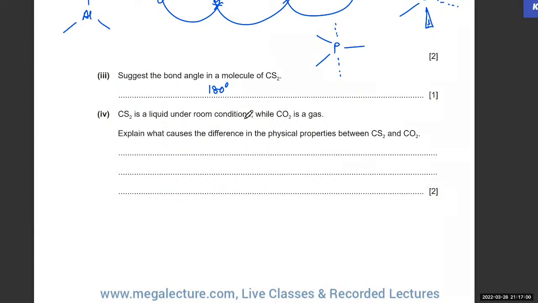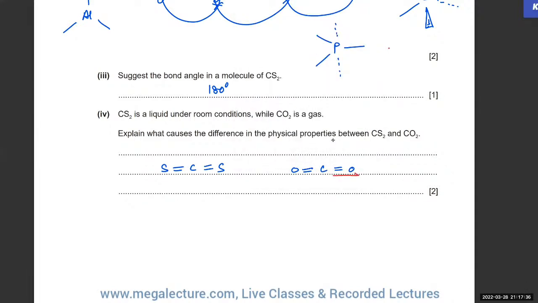Anyways, next one. CS2 is a liquid under room conditions while CO2 is a gas. Explain what causes the difference in the physical properties of CS2. Now, both of them are kind of almost the same. So you have carbon dioxide and you have CS2, because oxygen and sulfur are almost in the same group. So their bonding is almost the same. Everything is exactly the same. Is this polar or non-polar? What type of intermolecular forces do they have? Do they have dipoles or not?